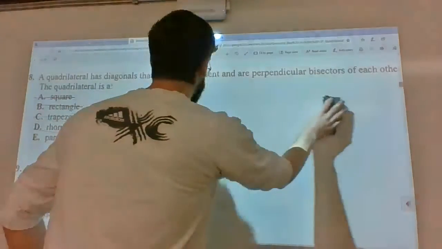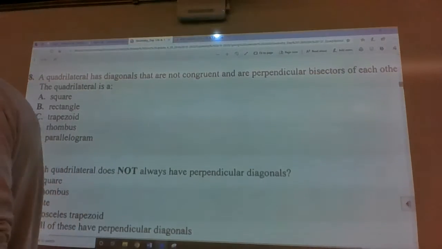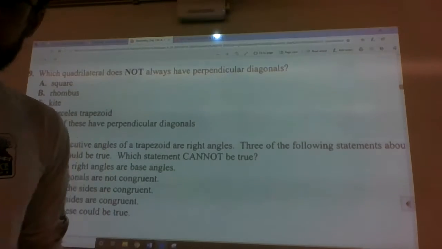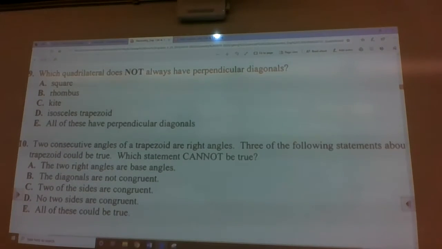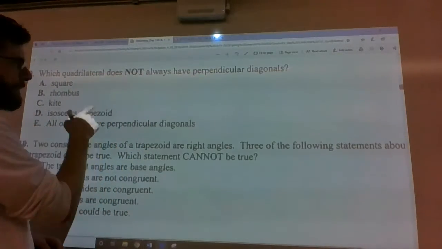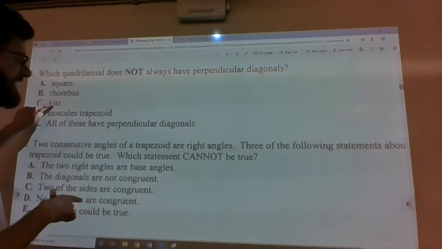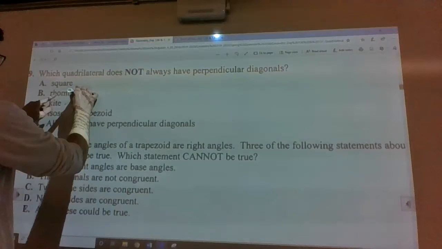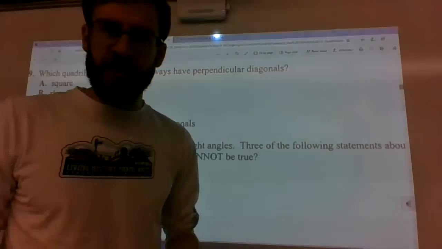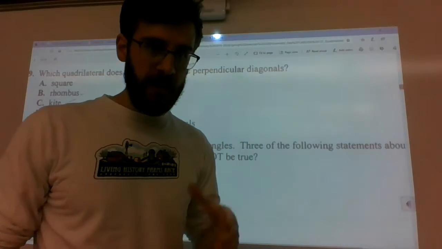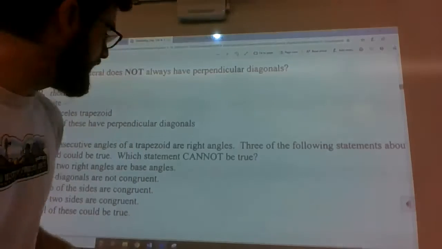Number 9. Which quadrilateral does not always have perpendicular bisectors? We have just been talking about those, so we're good. Kites have them. Rhombuses, or rhombi, have them. And a square technically is a rhombus, because a rhombus is a 4-sided figure where all 4 sides are congruent, and a square has all 4 sides congruent.